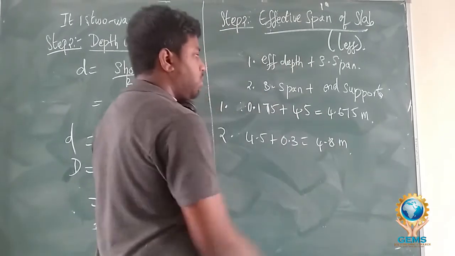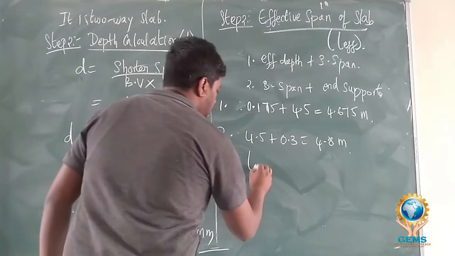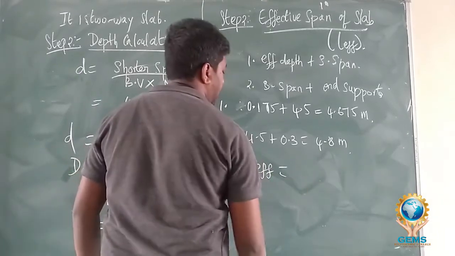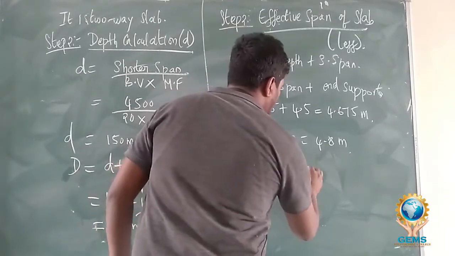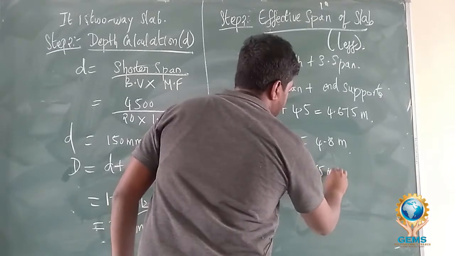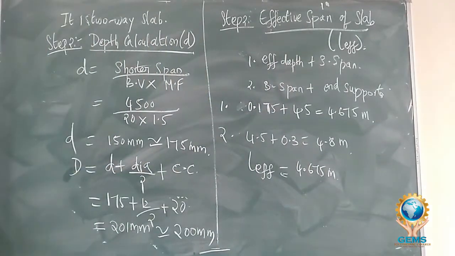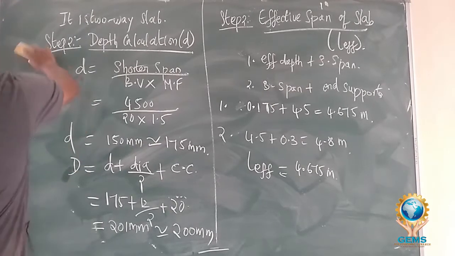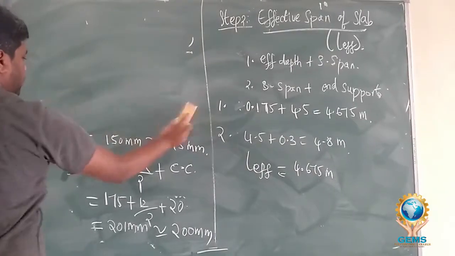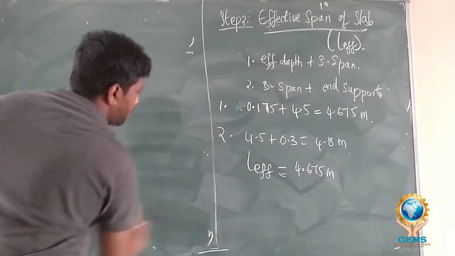So this value is 4.675. So your effective span is equal to 4.675 meters. Understand how to calculate effective span? So this is the procedure to calculate effective span. Your step number 3 is load calculation.